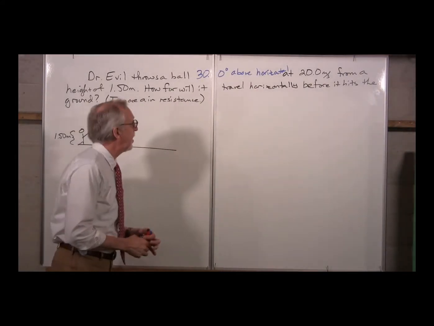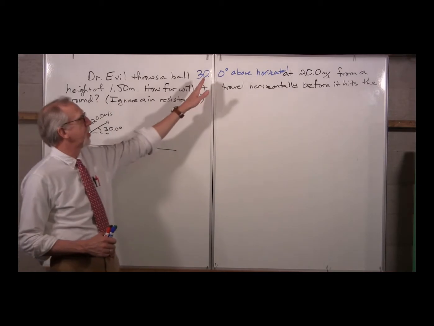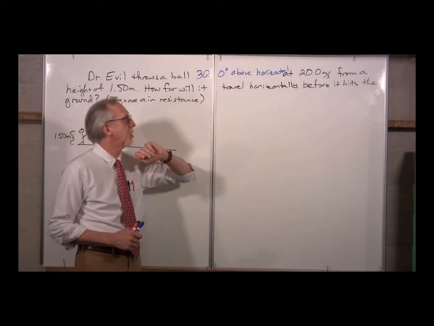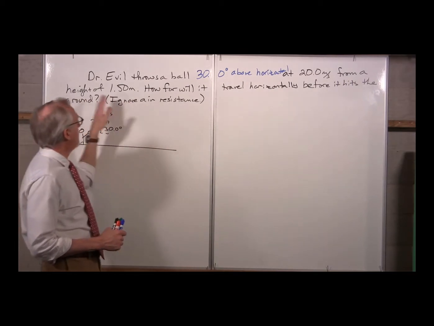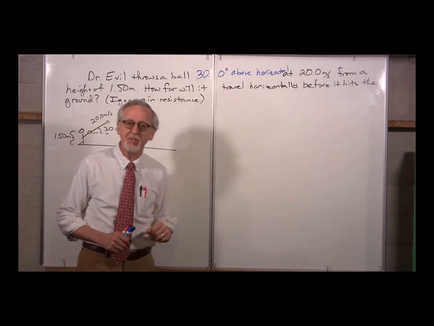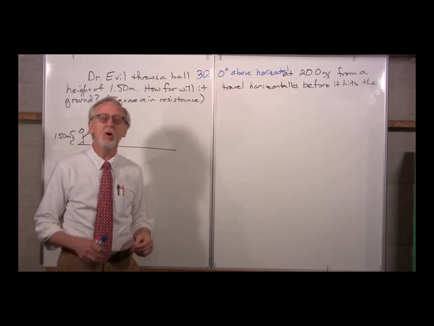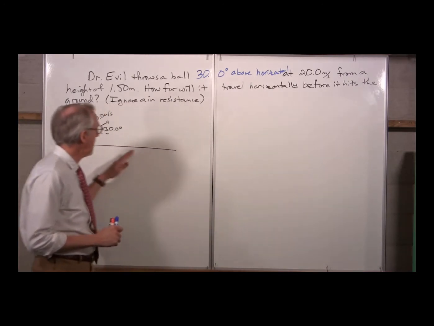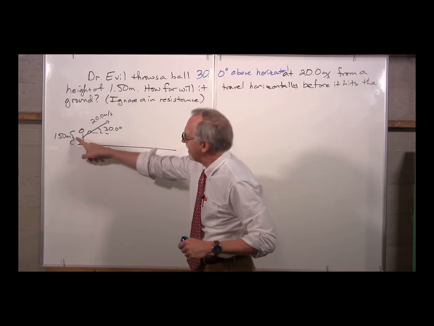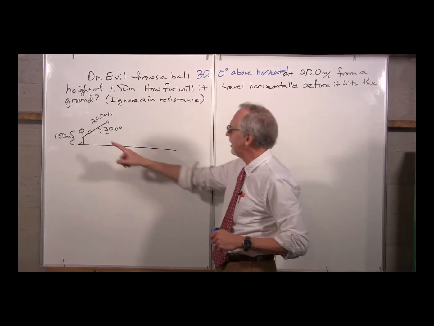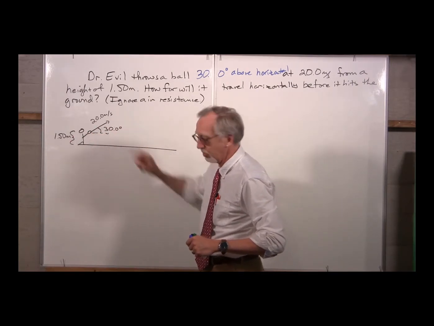So the problem now is Dr. Evil throws a ball 30 degrees above the horizontal, but again still at 20 meters per second from an initial height of 1.50 meters. What's the first thing we do? Again, draw a diagram. So I've drawn our diagram here. We've got Dr. Evil from an initial height of 1.50 meters, but now the ball is being thrown upward.